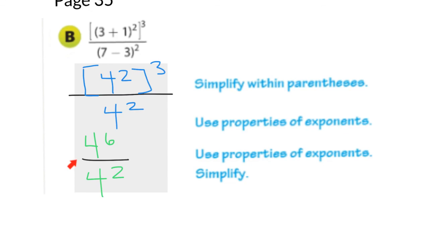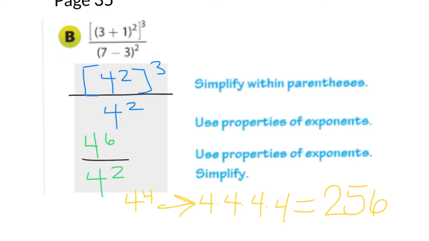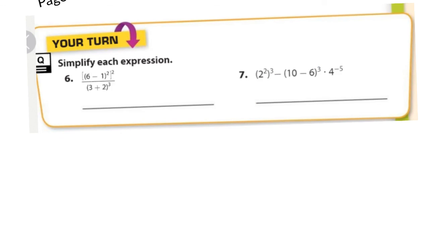Now, according to my rules, when I have the same base and I have a division problem, I subtract the exponents. So 6 take away 2 would give me 4, so that's 4 to the 4th power. If I simplify that further, that's 4 times 4 times 4 times 4, which equals 256. Good job.